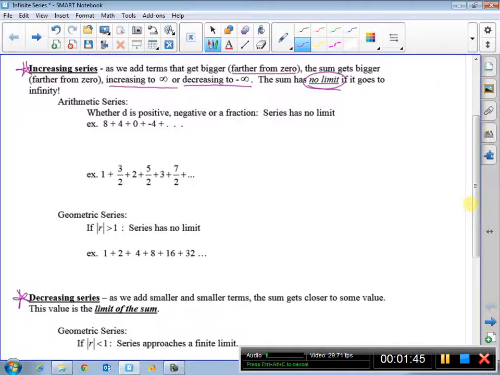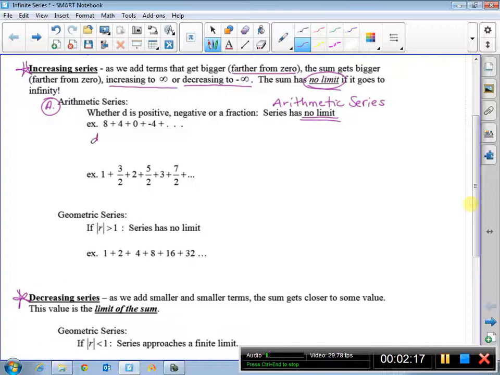So let's look at some of those. First, arithmetic series. For the two arithmetic series, whether d, that common difference, is positive or negative or a fraction, arithmetic series will have no limits. Because no matter what, you're always adding on that d value, regardless of what it is.